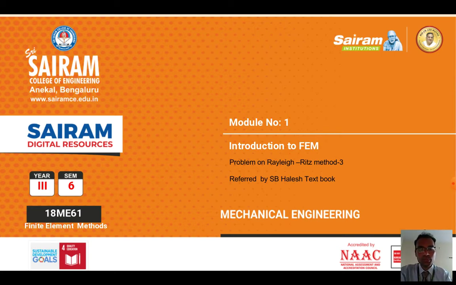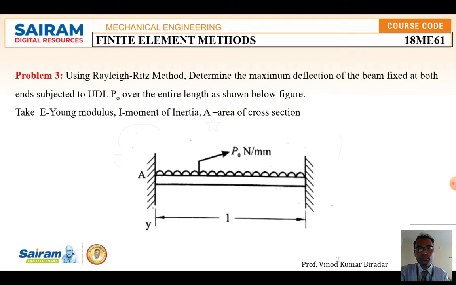The main purpose of using this Rayleigh-Ritz method is that it is an analytical method to find the deflection at different points in a given beam. That is the main purpose you are going to use this method. In today's class I am going to tell you about the third type of problem, that is a bar with a uniformly distributed load, UDL, acting on that particular bar.